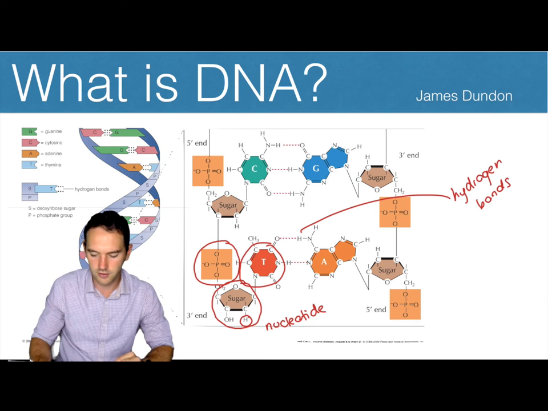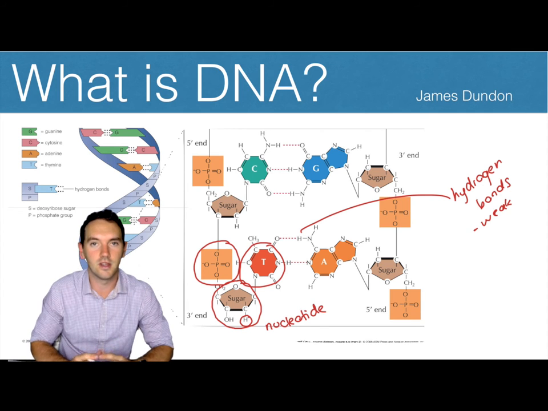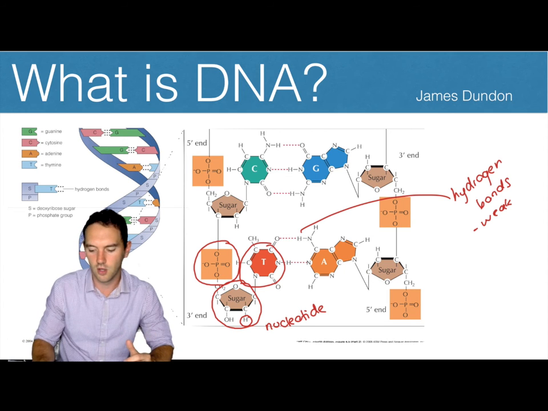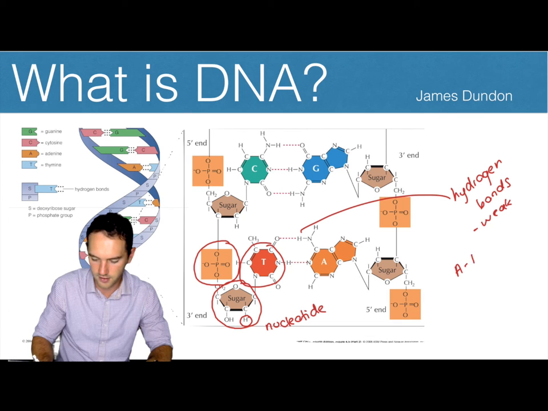Now that hydrogen bond is really important because it's weak. And as we'll learn later on, that weak hydrogen bond means it can break apart, and sometimes we want that. So for protein synthesis or DNA replication, we need those bonds to break so we can expose this particular sequence on one side. As we mentioned before, we have our A pairing always with T with two bonds, and our C bonding with G with three bonds.